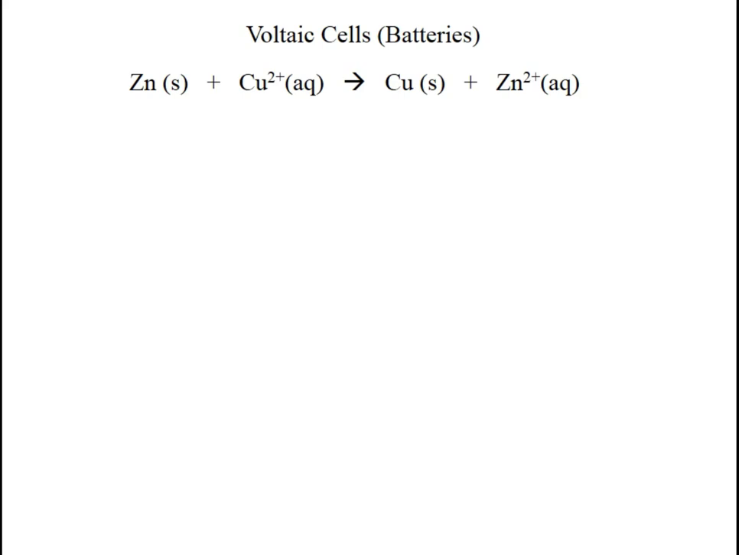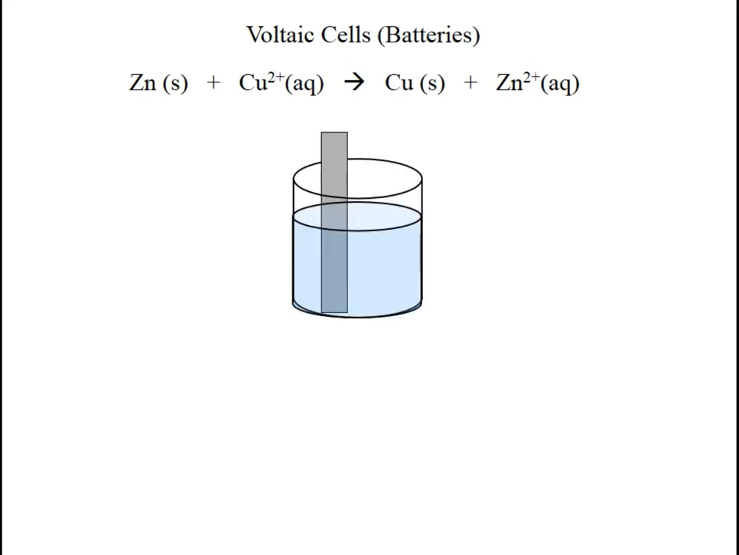So this is a reaction that you did in the lab, and in the lab you did it all in one container. You had copper 2 ion mixed with solid zinc, and you observed a reaction where solid copper formed and zinc ion replaced the copper ion. So the solution got lighter blue, and then you saw signs of copper solid being formed.